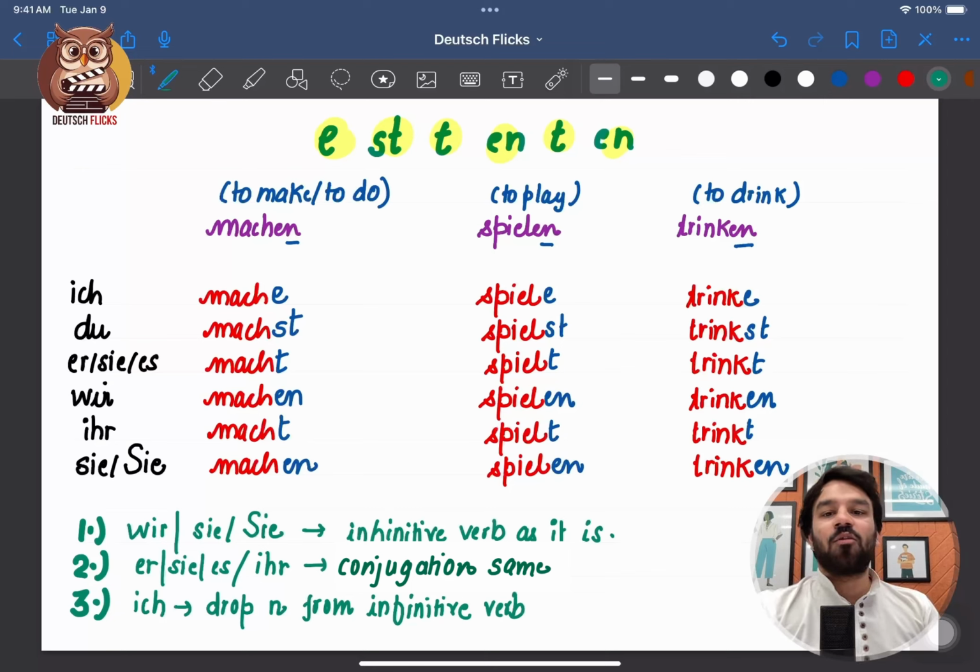And I guess now we are left with only du, and you cannot really do anything about du. All you have to do is add st. That's it. Now you know how to conjugate regular verbs in German.